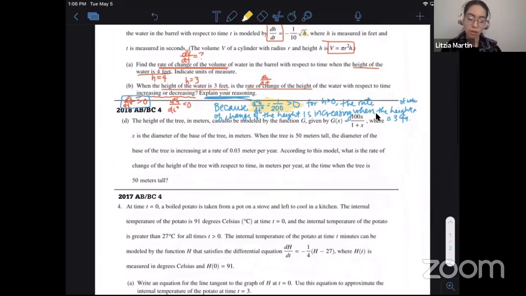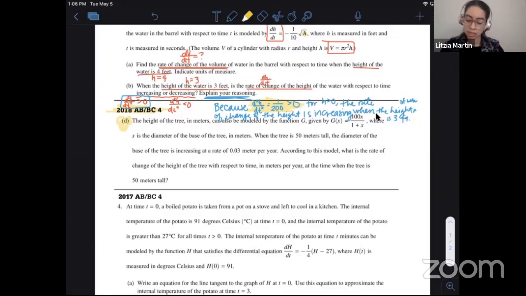It says the height of the tree in meters can also be modeled by the function g, given by g of x is equal to 100x divided by 1 plus x. So this is only part D of another free response question. If you want to look at the rest, I would look up free response question 2018, number 4, and you can see all the rest, A, B, C, and D. This is just part D, so that we're just reviewing the contextual part of the problem.